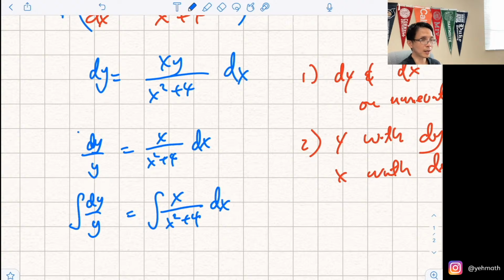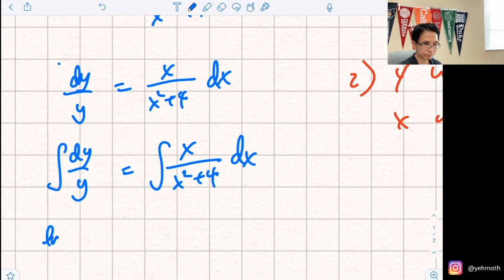Now some people are going to say, well, what's the integration of dy over y? You are absolutely right. And you're going to be like, hey, do I need a plus c here? Now, the thing is, you don't need a plus c here. The reason is that if you had a plus c on the left-hand side, you also have a plus c on the right-hand side, which is going to be derived on the right-hand side.